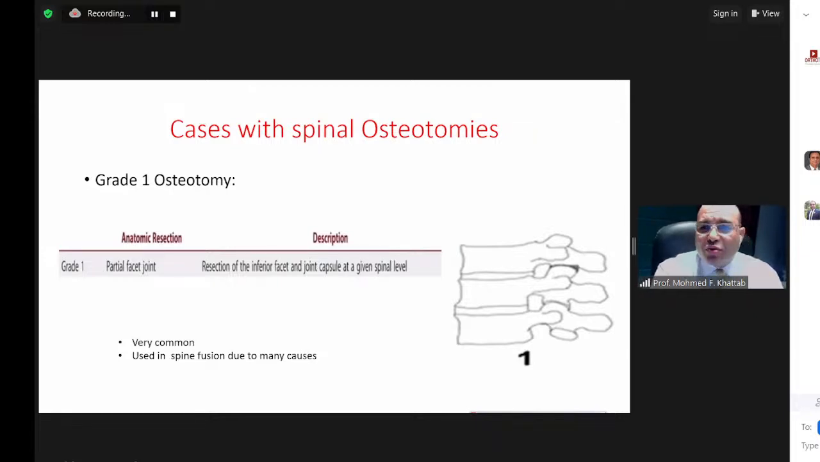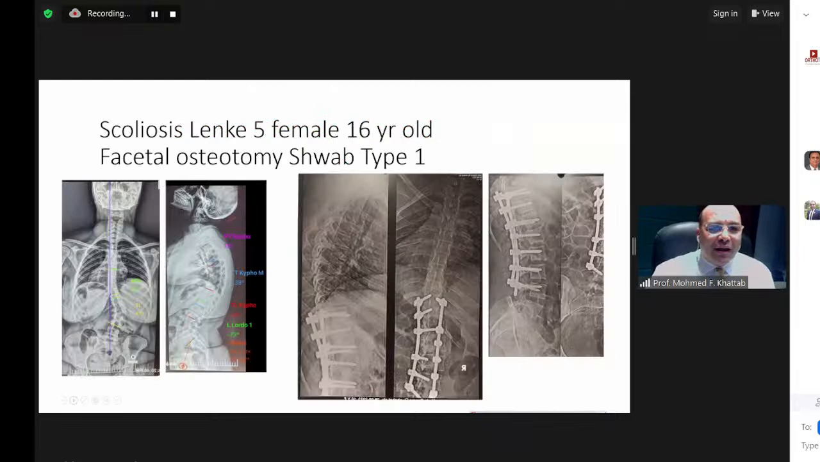In any case we use it to skeletonize the facet to enhance the fusion and increase the release and the flexibility of any deformity. Like this case, for example, it is a scoliosis Lenke 5, female, 16 years old. She has a thoracolumbar curve, 43 degrees, and the facetal osteotomies, Schwab type 1, help me to correct the lumbar curve. Schwab 1 is actually the kind of release that I used in this case.